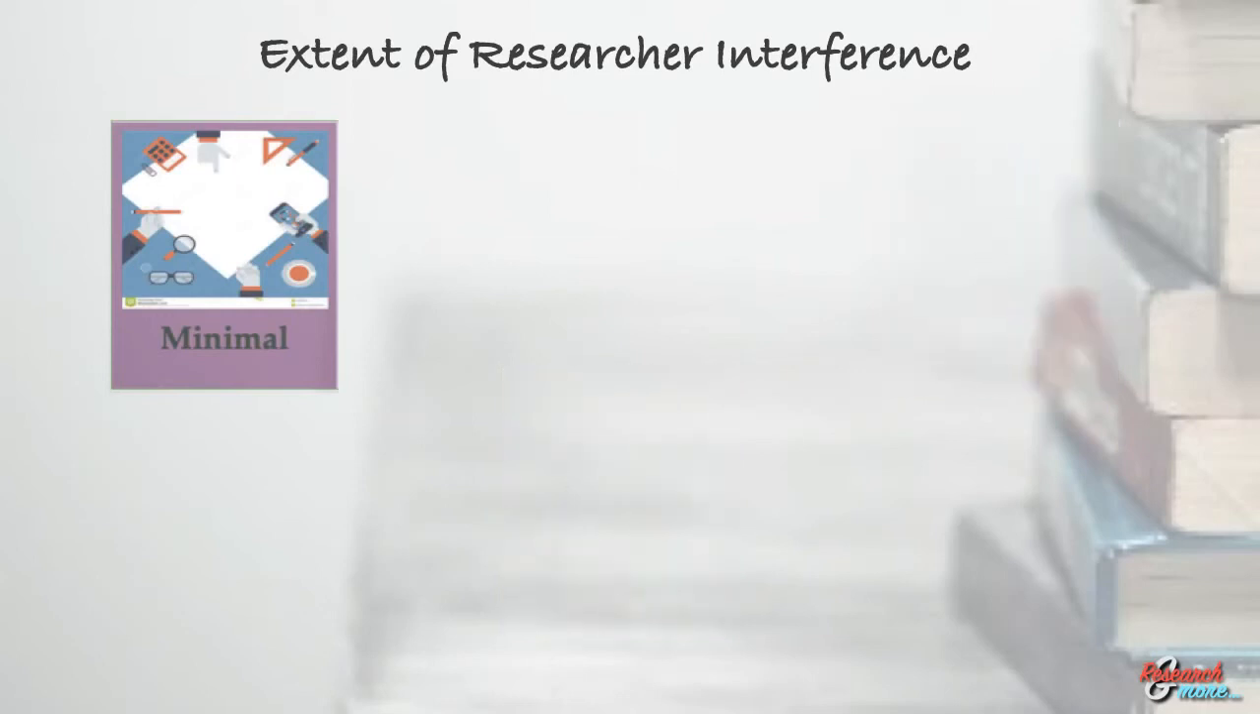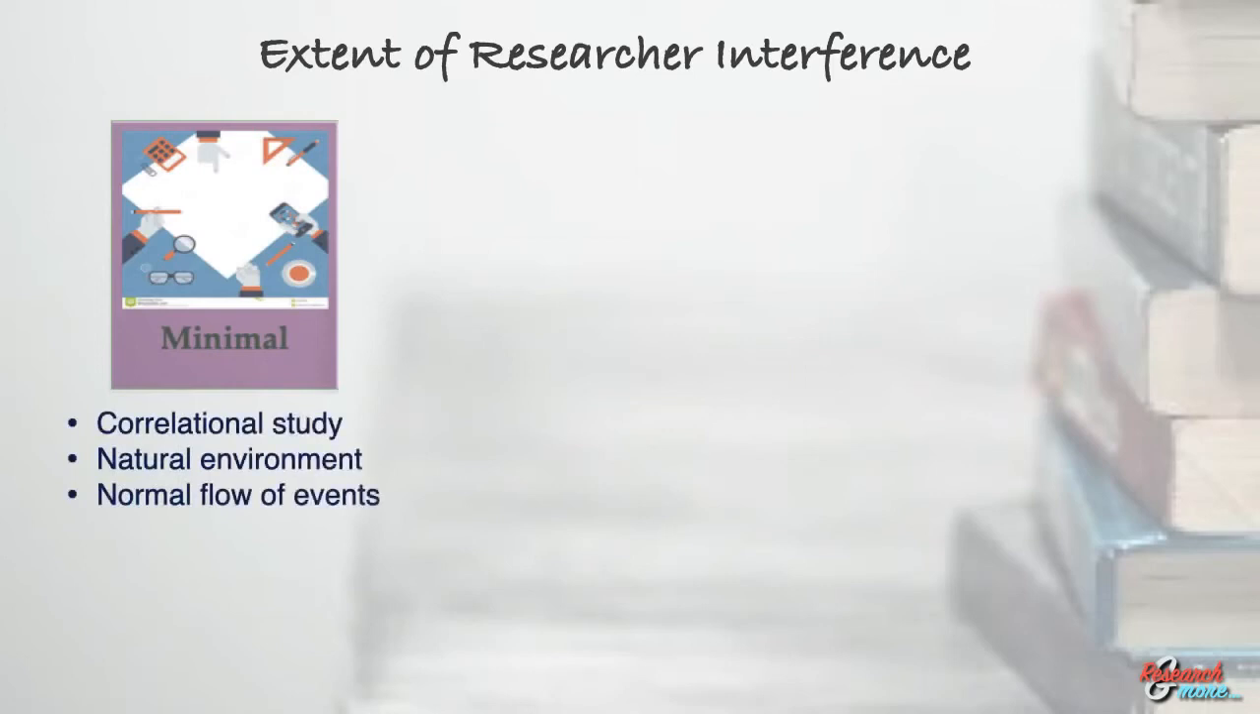A correlational study is conducted in a natural environment with minimal interference by the researcher with the normal flow of events. For example, if a researcher wants to study factors influencing training effectiveness, all that this researcher has to do is delineate the relevant variables, collect the relevant data, and analyze them to come up with the findings.